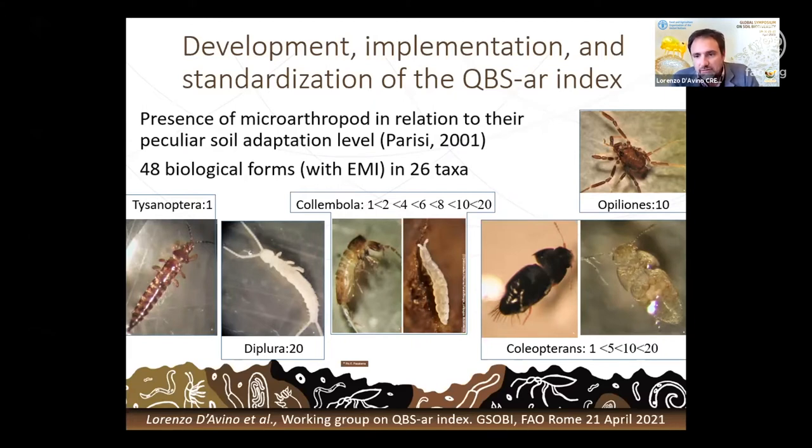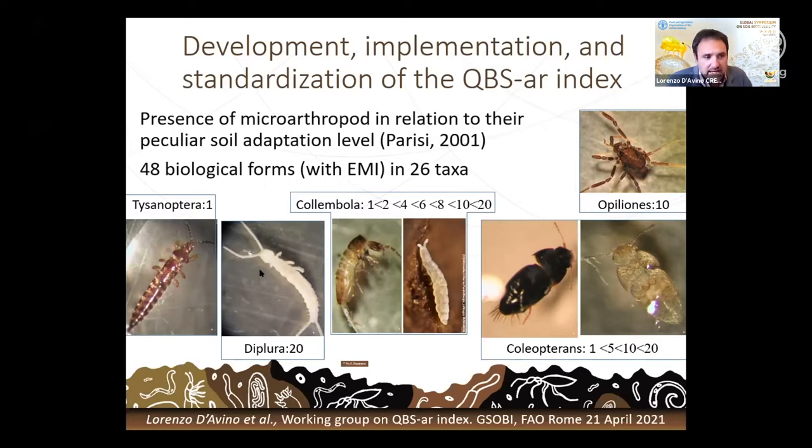antennae, legs, or furca, miniaturization, the streamlined body form, and reduction of visual structures. You see anophthalmia or microphthalmia, and all biological forms are divided into three groups: epigeic forms, hemiedaphic forms, or euedaphic forms. Some groups are typically epigeic, like Thysanoptera or Dermaptera or Psocoptera.